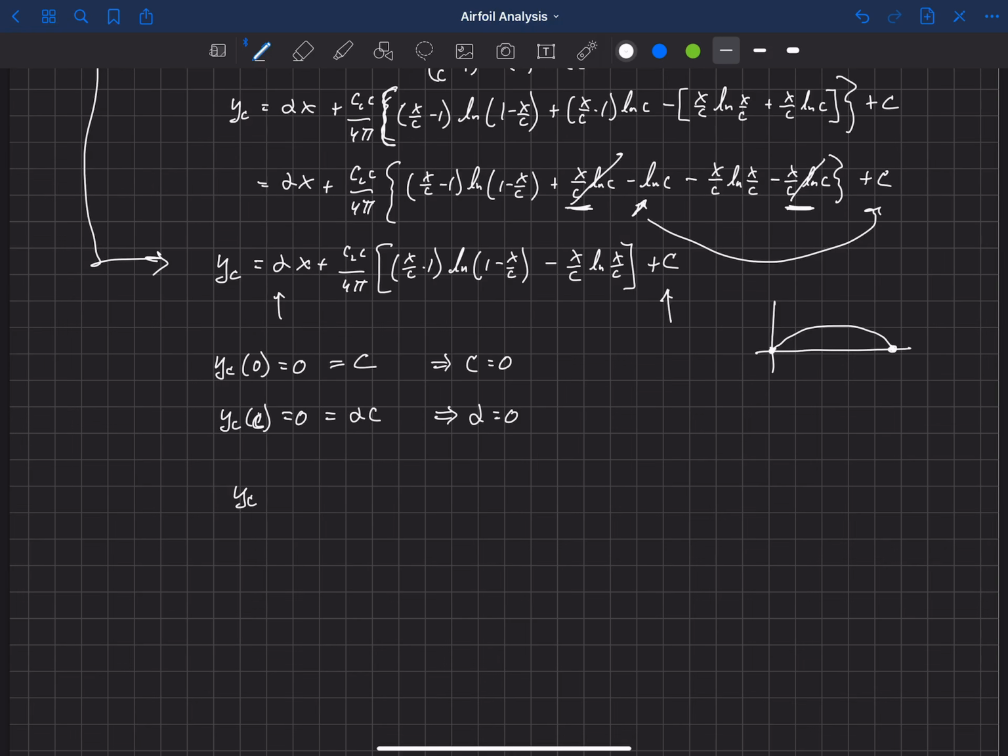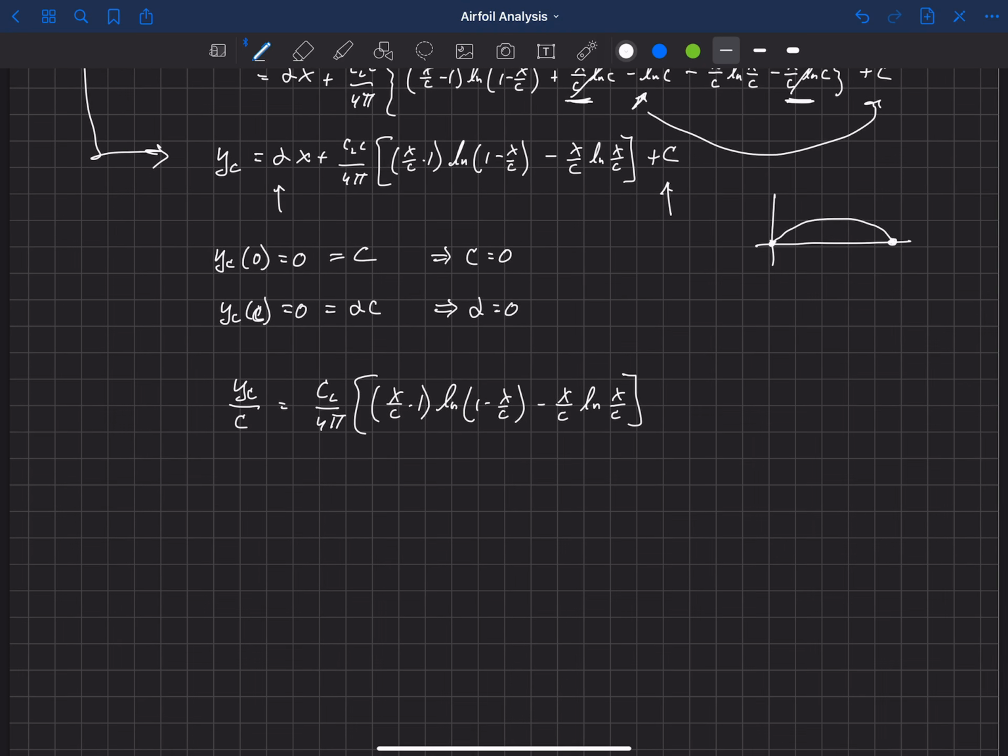Okay, so that was pretty simple, and what that gives us then is a y, and I'm going to move this little c over to the left-hand side. So we've got y over c is equal to CL over 4 pi times x over c minus 1 natural log of 1 minus x over c minus x over c natural log of x over c. And this is our camber line. This is our non-dimensional camber line. And again, this was the NACA 1 series camber line, the uniform load camber line.